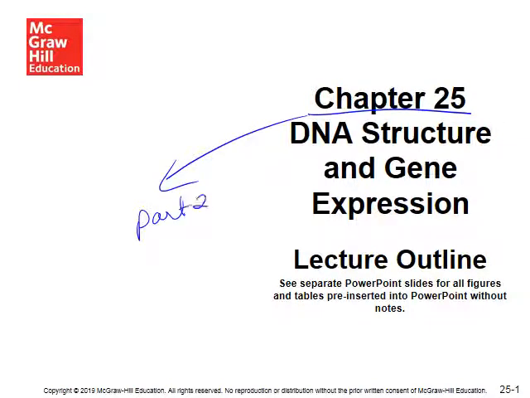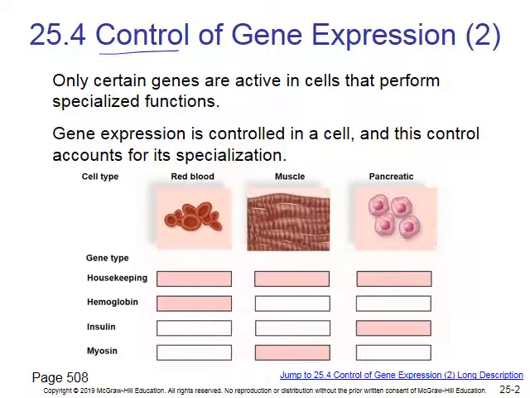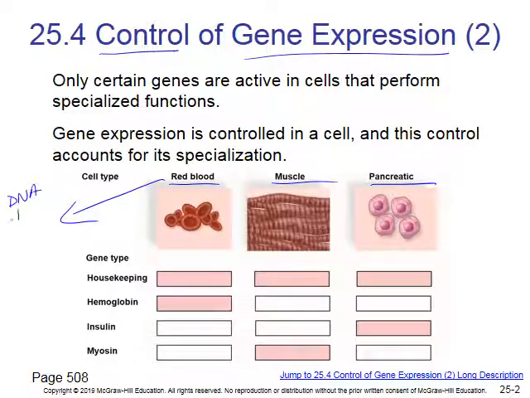This is Part 2, where we're going to talk about gene expression, but more about how we control gene expression. When we talk about control of gene expression, we have to think about the fact that we have lots of different cell types. They're all going to have DNA. They're all going to have the same DNA, but certain genes are going to be turned on and certain genes are going to be turned off.